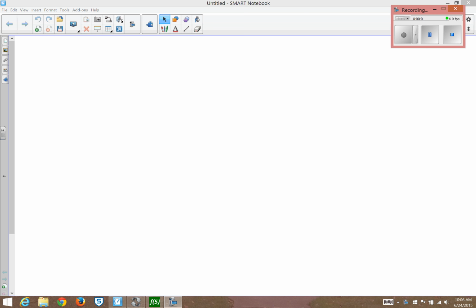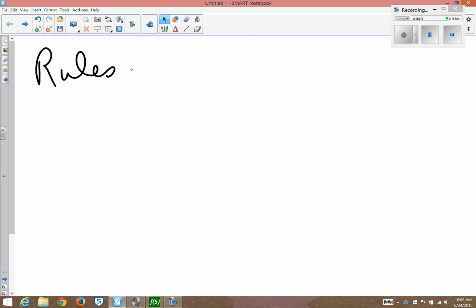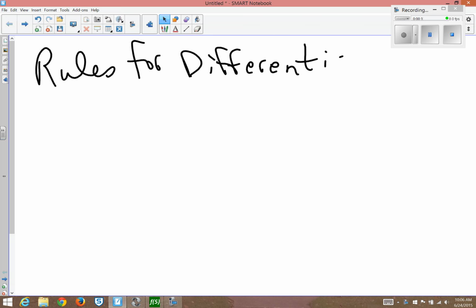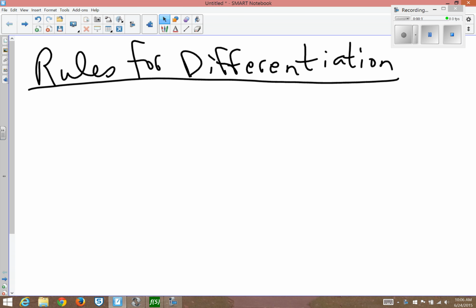Here are some rules for differentiation. To differentiate means to find the derivative. The first rule is the derivative with respect to x of any constant is 0.